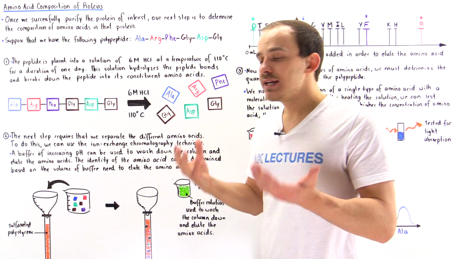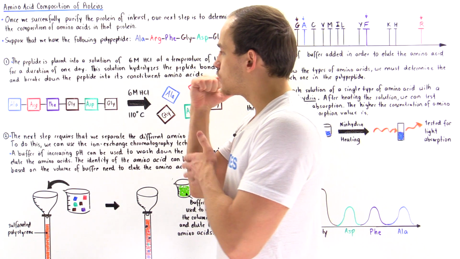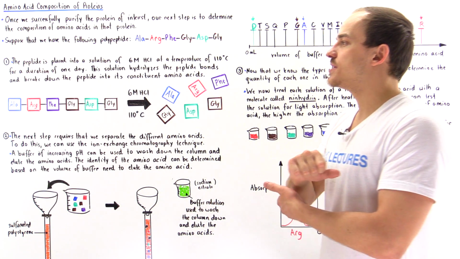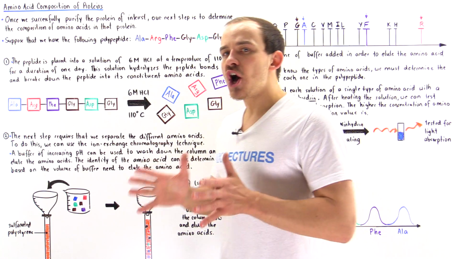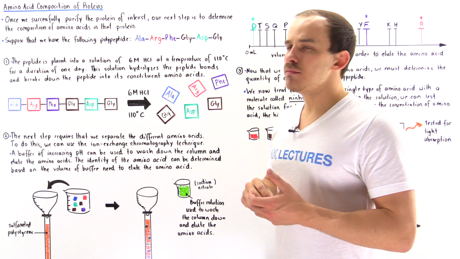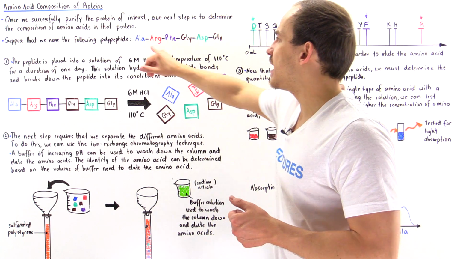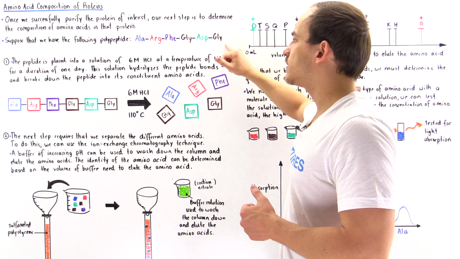So how do we calculate this information? How do we find this information? So this is what we're going to look at in this lecture. We're going to begin by assuming we know what our protein is. So let's suppose we have a 6 amino acid polypeptide. So we have alanine, arginine, phenylalanine, glycine, aspartate, and glycine.